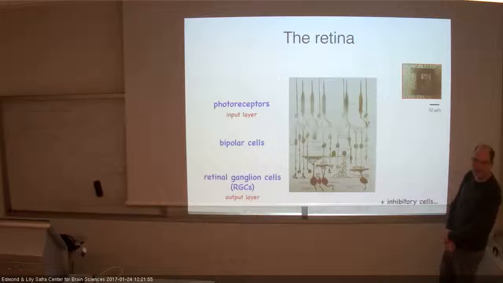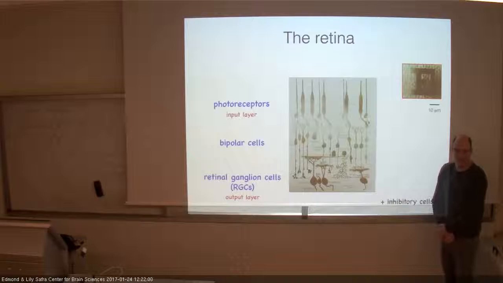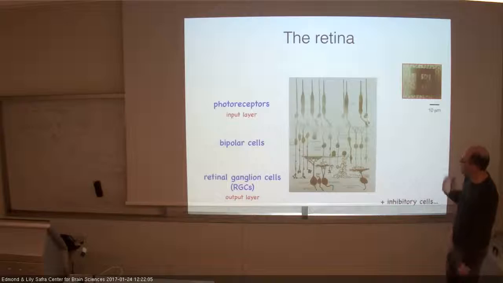You might know that there are two types of photoreceptors, cones and rods. The rods are the ones that are very sensitive to light and we use them for night vision, whereas the cones, which come in different flavors, three different versions, are the ones that we use for color vision. In the center of our visual field, we have mainly cones. Peripherally, we have both cones and rods.